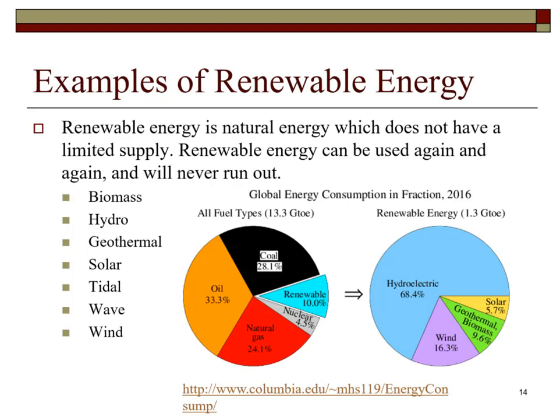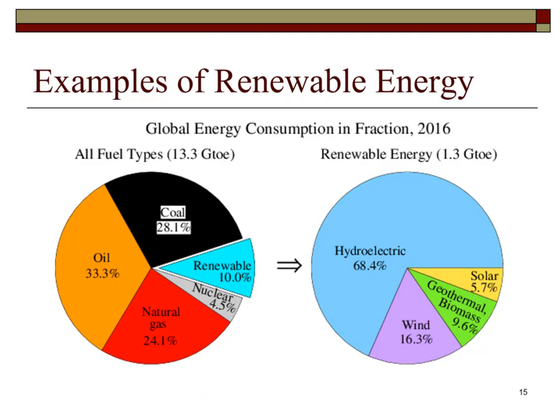Here are some examples of renewable energy. Solar, geothermal, and hydropower are but a few examples. The most popular renewable is hydropower. This is a larger view of the preceding slide. Oil and coal are still the largest fuel for energy today.